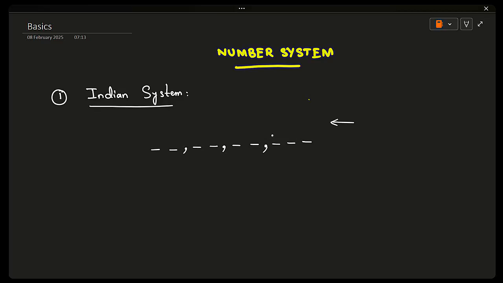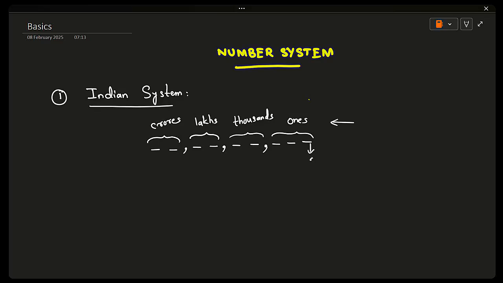What do you call this period? This period you call ones. And what do you call this period? This period you call thousands. What do you call this period? You call this period lakhs. And what do you call this period? This period you call crores. And in every period we have separate places also.